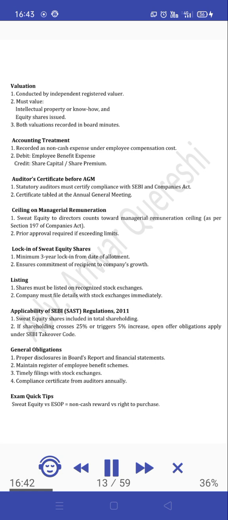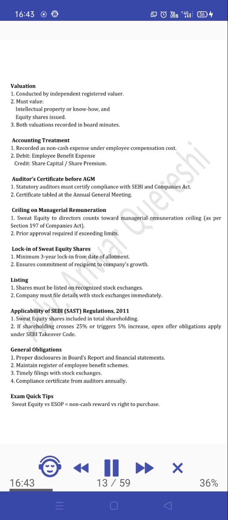Applicability of SEBI SAST Regulations, 2011. 1. Sweat equity shares included in total shareholding. 2. If shareholding crosses 25% or triggers 5% increase, open offer obligations apply under SEBI Takeover Code. General obligations. 1. Proper disclosures in board's report and financial statements. 2. Maintain register of employee benefit schemes. 3. Timely filings with stock exchanges. 4. Compliance certificate from auditors annually.